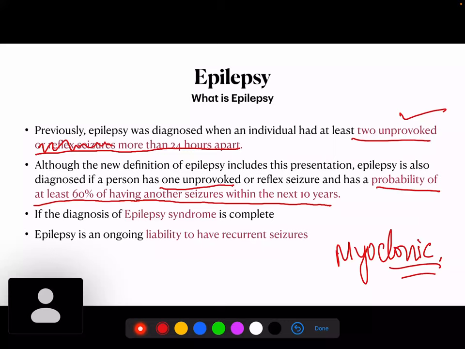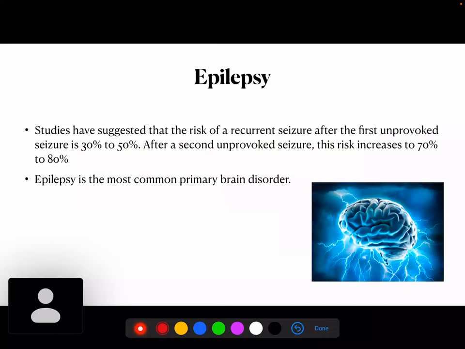I don't want to confuse you guys, but I want to explain these things, but you must keep the first definition first and foremost in the mind. So epilepsy, what is it? Epilepsy is the liability to have recurrent seizures. A person having epilepsy has an increased chance to keep having seizures. So after a first seizure without any other abnormality, usually 30 to 50% chance of having another seizure. After a second unprovoked seizure, the chance increases to 70 to 80%. So obviously, it's our definitions all around.